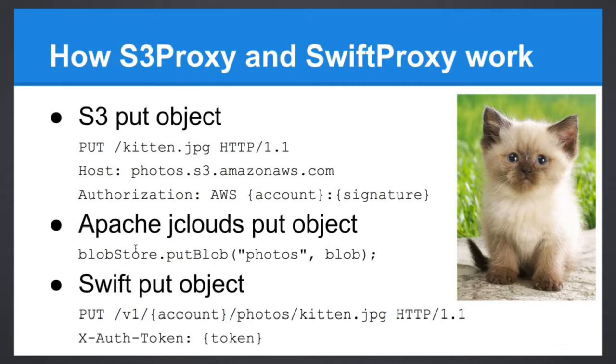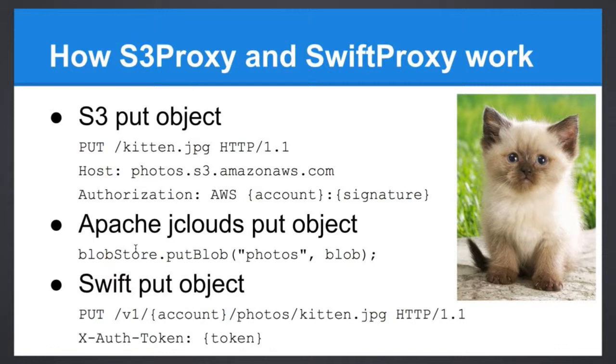So note the authentication scheme here. Amazon uses their own AWS variant. It embeds the account in the authorization header and uses an HMAC signature appended to that. So when S3Proxy intercepts this request, it'll translate this into Java code, and it'll have a blob store object calling the putBlob method into the photos bucket and the blob that you constructed.